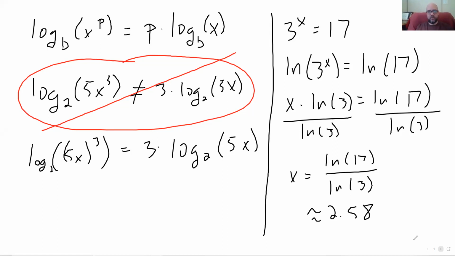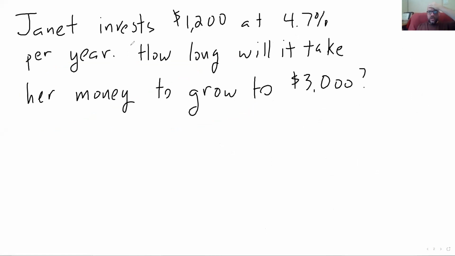So I've set up a problem on the next page here. Janet invests $1,200 at 4.7% per year. How long will it take her money to grow to $3,000? This is a totally valid question that you very much might want to actually know, right? And without logs, you actually can't solve this. Logs are how you get the exponent down, so you can actually work with it, basically.